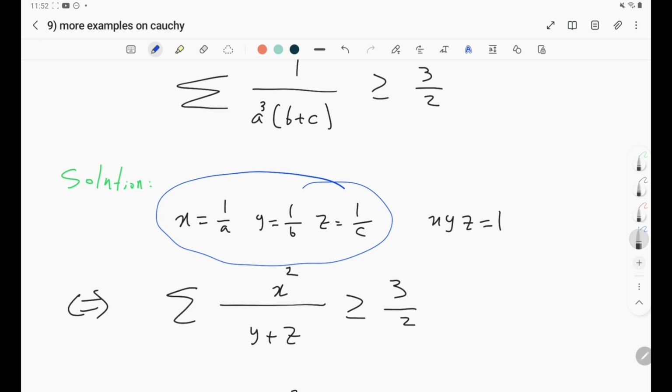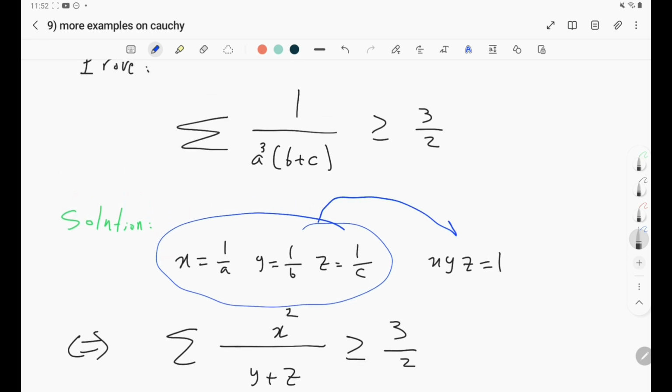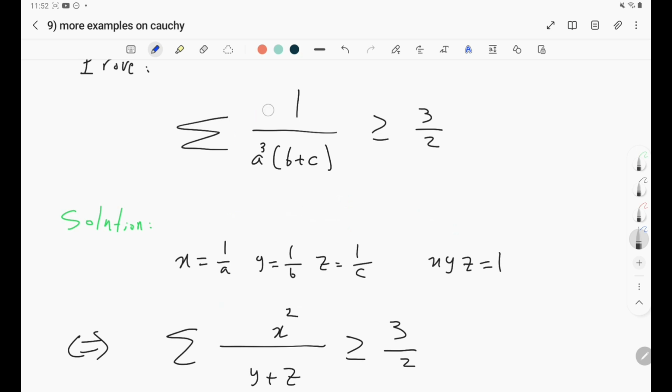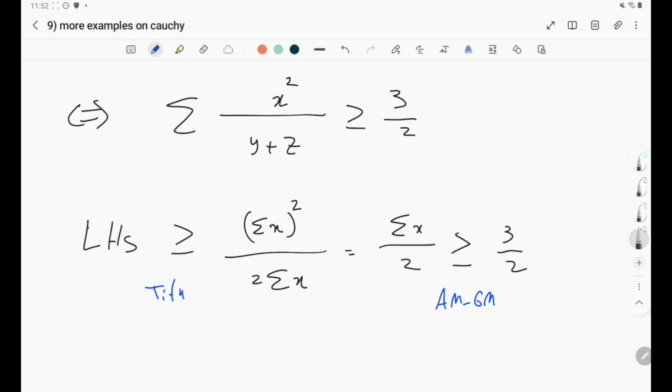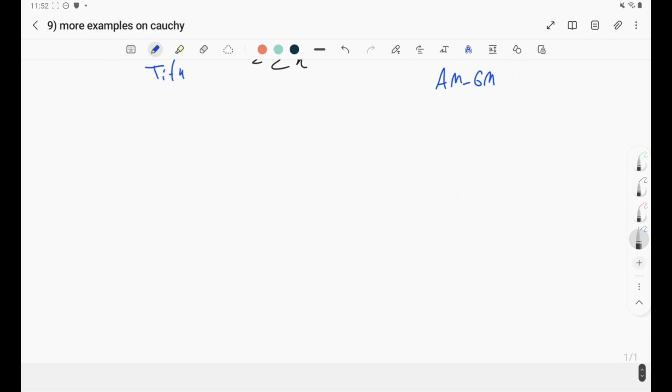You have abc equals 1. Then if you just deal with their reciprocals, you can simply manage to make stuff more beautiful. And of course, then you should apply T2 at once. Okay, so now we're done with our first example. Let's move on to our next example.